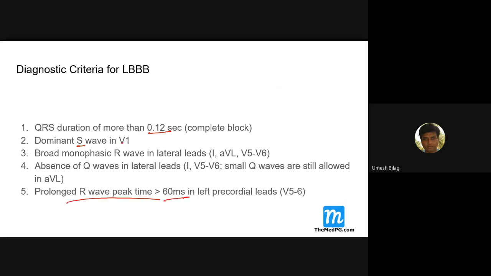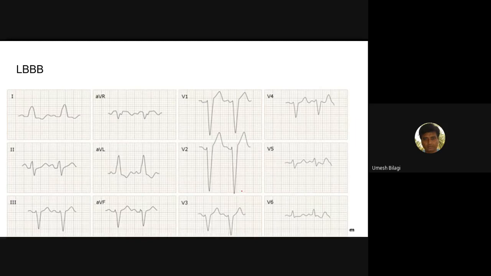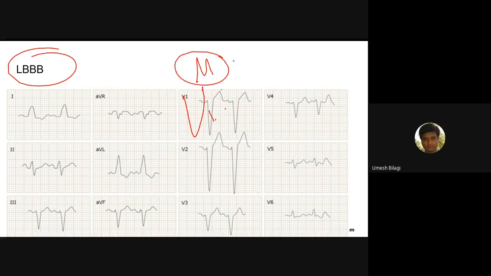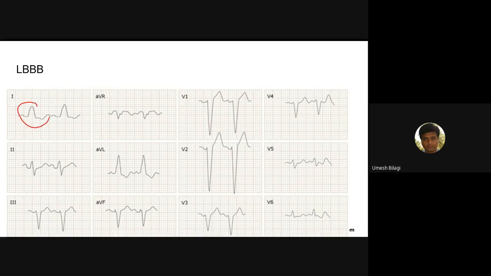Prolonged QRS complex will show that. See here, in RBBB this was like this M pattern, whereas here it is like this. This is LBBB. It is predominantly negative. In RBBB, lead 1 was positive, and here in LBBB this is predominantly positive in lead 1. In case of RBBB, the terminal part is negative.